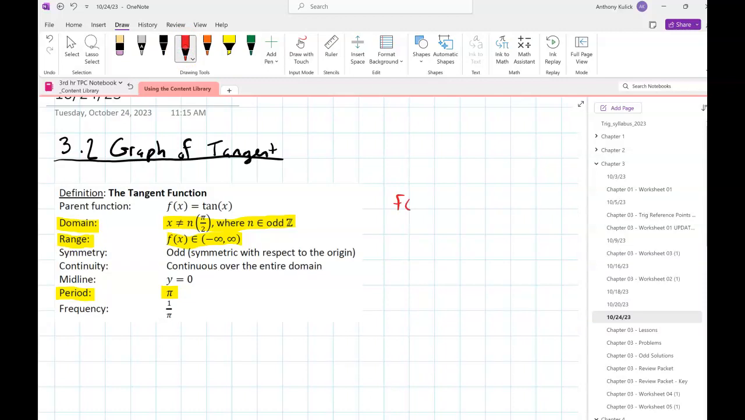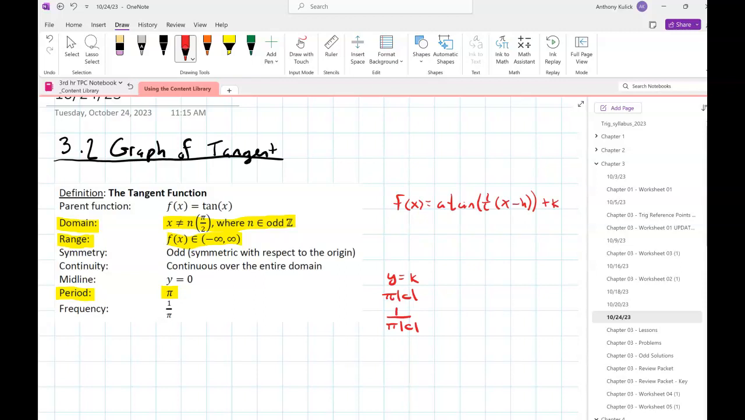So for our general version of tangent, the midline is still y equals k. The period is going to just be pi times the absolute value of c. And the frequency is 1 over pi times the absolute value of c. What do you notice that we always talk about for sine and cosine, but we don't list for tangent? Well, the frequency is different, but there's something that we talk about for sine and cosine that we don't even mention here for tangent.